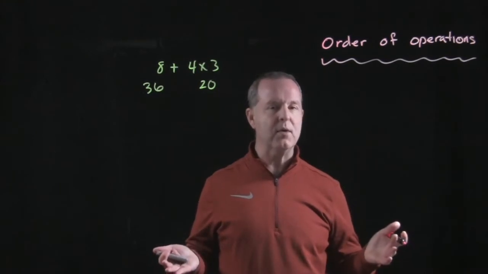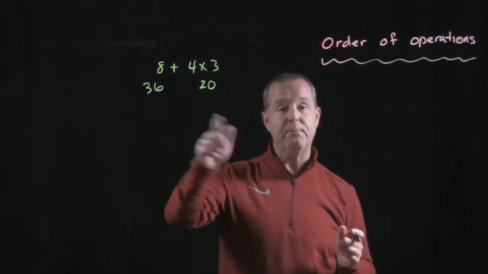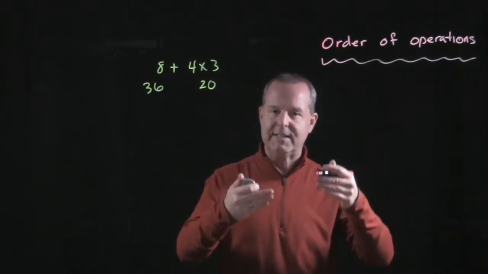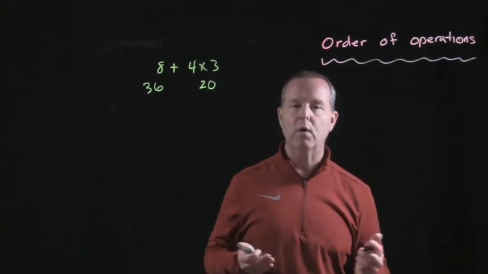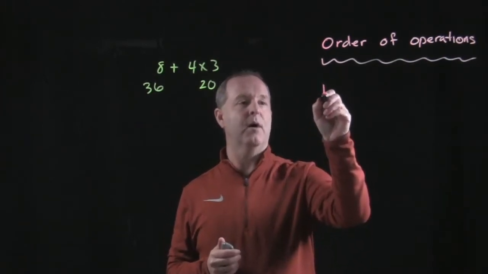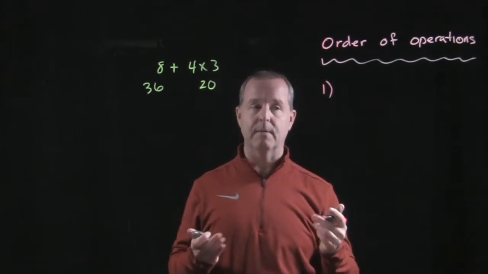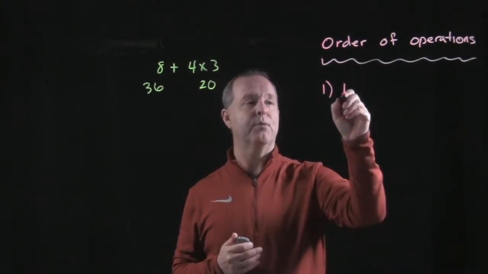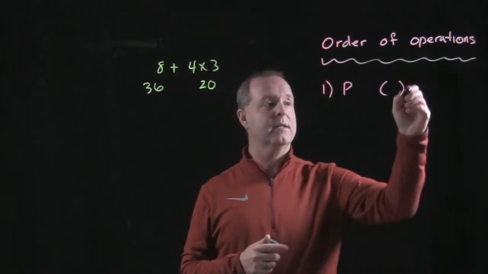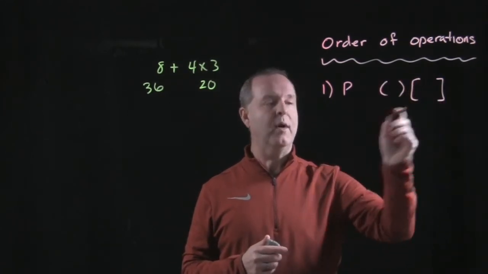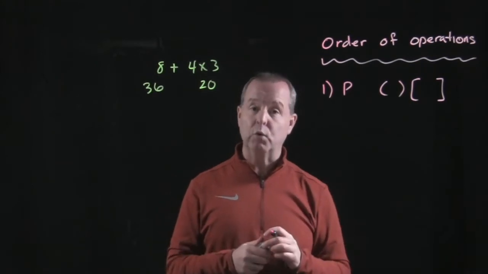The mathematical community agreed that to prevent problems like this, we need to have a standard order that we follow every single time. And the order that we settled upon is that when we're solving problems, we solve things in parentheses first. You'll see them in soft brackets or hard brackets or anything that has some type of grouping.